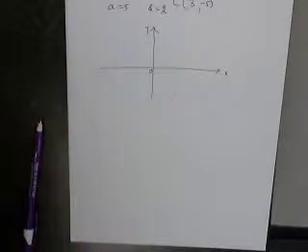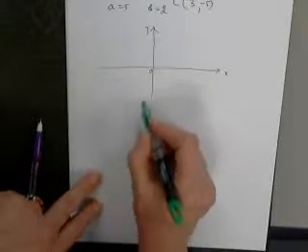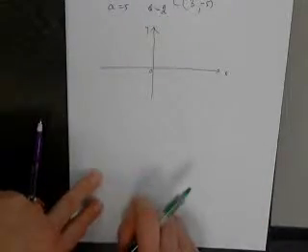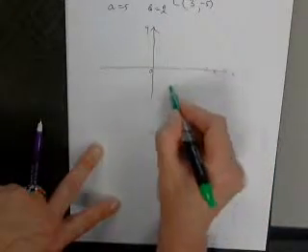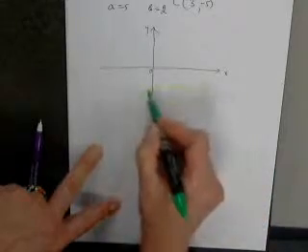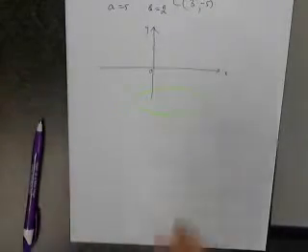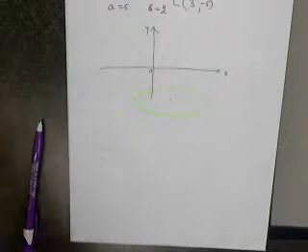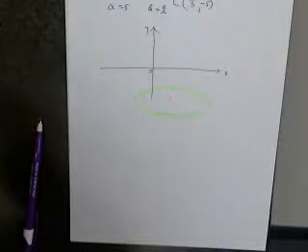To the left and to the right, I have 5. So this is 3, 4, 5. 1, 2, 3, 4, 5. And up and down 2. 1, 2, 1, 2. This is the ellipse having that equation. One more, back to 1.8.